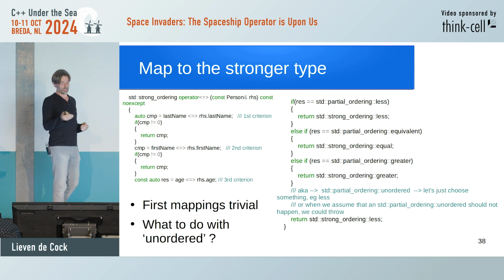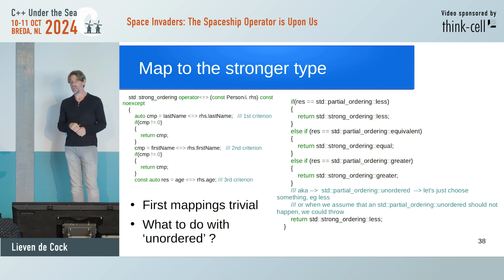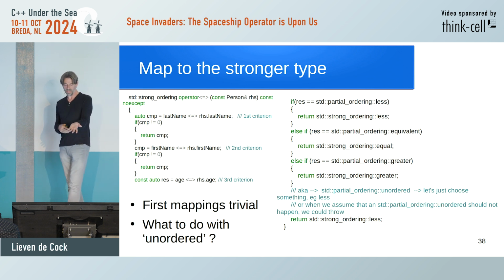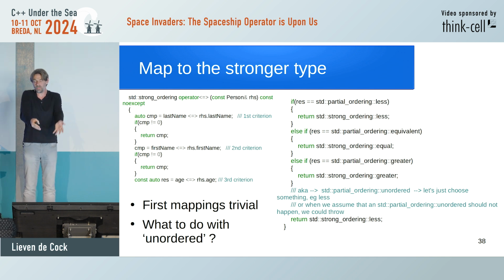Or we can choose, let's go for the stronger type. We return strong ordering. That means in the third case, when we are looking at the age, we should do something. So here I am checking explicitly the enum types, because I know what it is. I am implementing here the spaceship operator, so I have to do it.